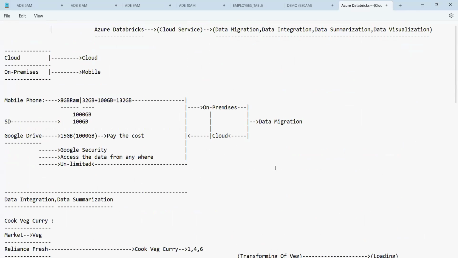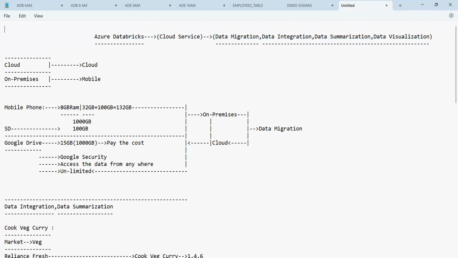You can do it by using Azure Databricks. We use Azure Databricks to perform data migration, data integration, data summarization, as well as data visualization. All this process we can perform by using Azure Databricks. Azure Databricks is one of the services of Azure.